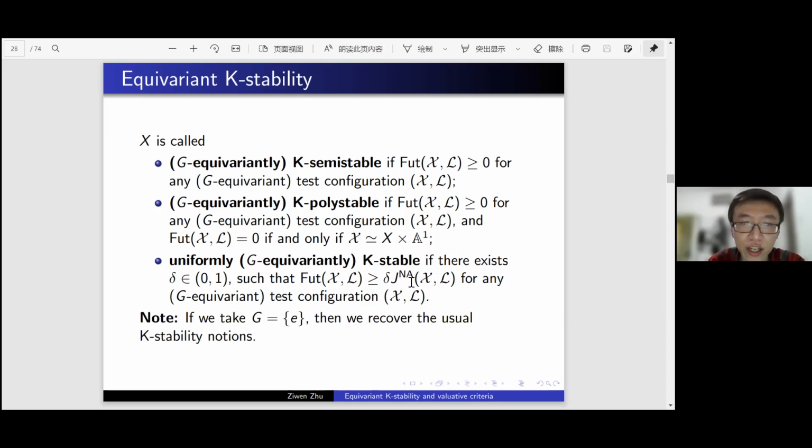As I mentioned earlier, if I take the group action G to be the trivial, identity group, then we recover the usual K-stability notion, basically.